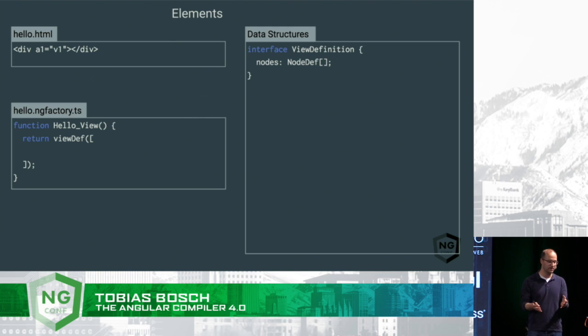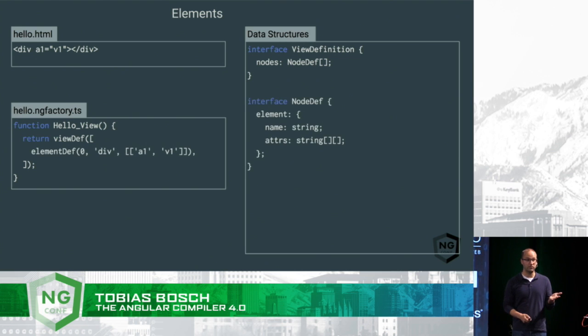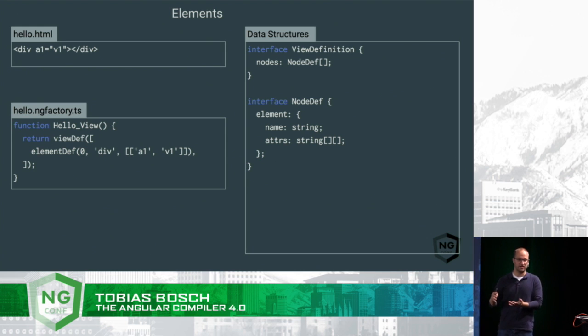It calls another function, in this case viewDef. That's a helper function which produces a plain old JavaScript object. And that data that's returned has a type, and I put that type here on this side. So the viewDef itself is just an object that contains a property called nodes. Inside of the viewDef, we can put different nodes. One of them is an element. There's a helper function elementDef, which again just creates a plain old JavaScript object, and it has this shape. There's an element property inside, a name property on it, and attributes on it.